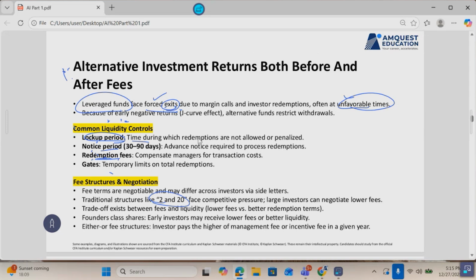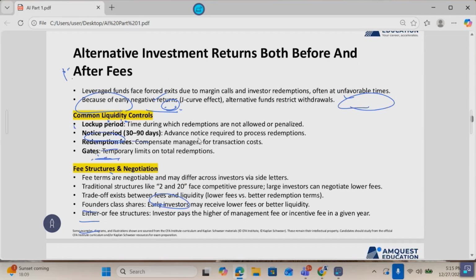So 2 and 20 essentially means I'll charge you 2% on your committed capital plus 20% on the amount that you earn in excess of the hurdle rate. That's the way they quote it, 2 and 20. Trade also normally has an existing formula, shares and so on. So this will compute the amount of returns that you're making.